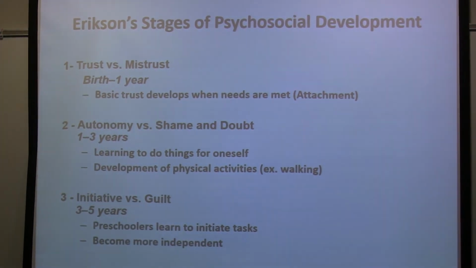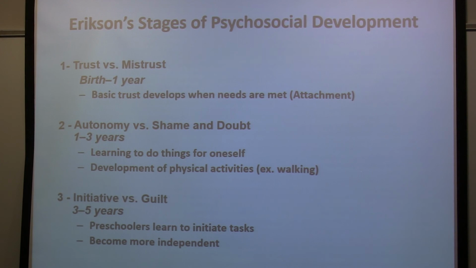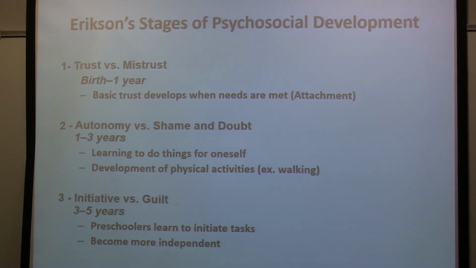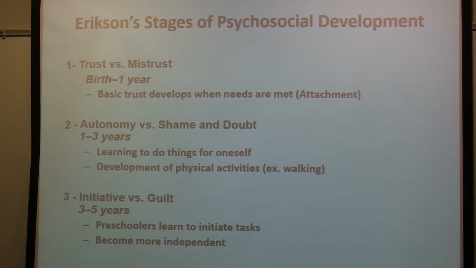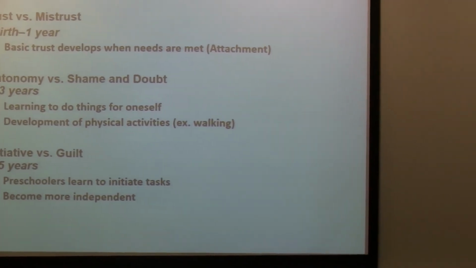And this is the time when basic trust develops when needs are met. Good attachment comes from this, meaning that the baby, the infant's needs are met on a regular, consistent basis. It doesn't mean it's perfect, but that their needs are met. The second stage is called autonomy versus shame and doubt, and that is 1 to 3 years old. And this is when the child begins to be able to do some things for themselves, pull themselves up, walk. The development of physical activities is seen here, such as walking.